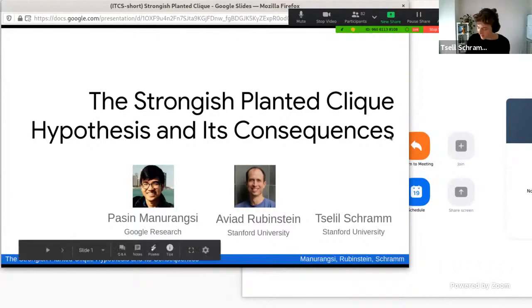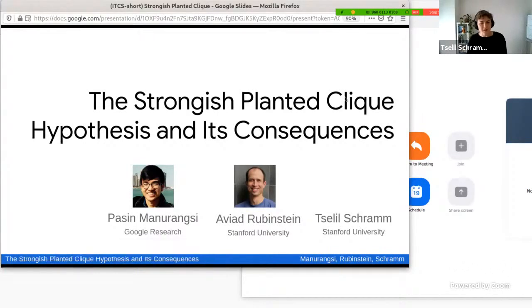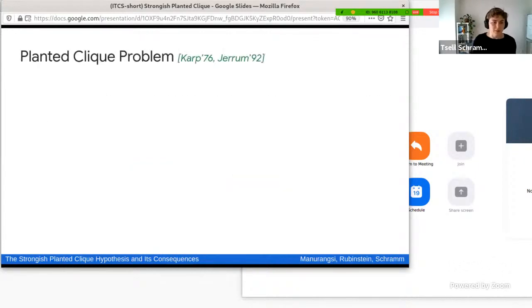So I guess, should I start? Okay, so this talk is about something which we call the Strongish planted clique hypothesis and its consequences. This is based on joint work with Pasin Manurangsi and Aviad Rubinstein. So let's start. The topic of this talk is the planted clique problem, in which we have to distinguish between the following two graphs.